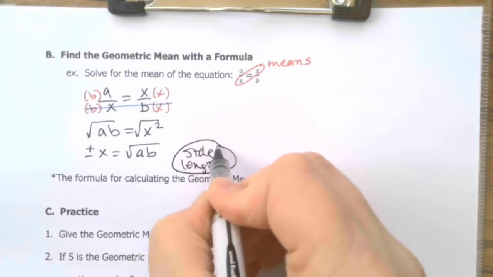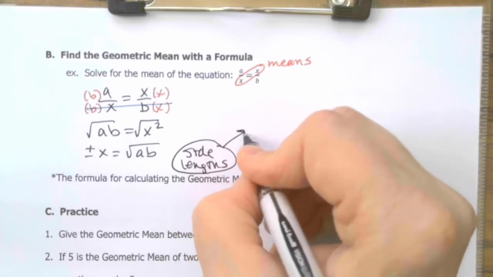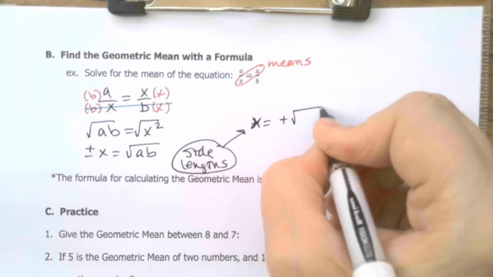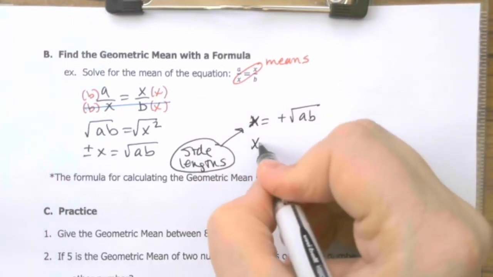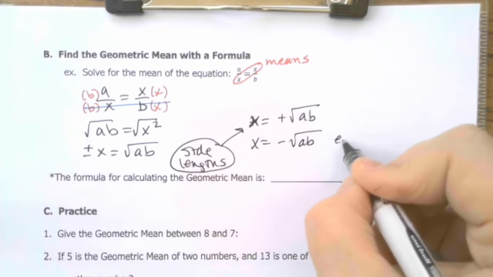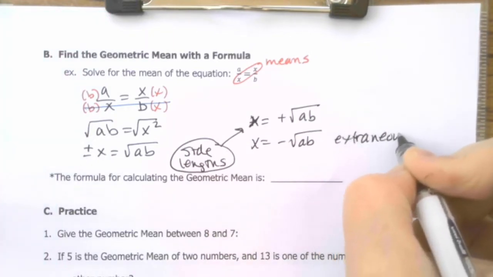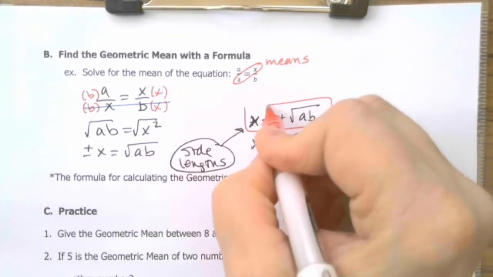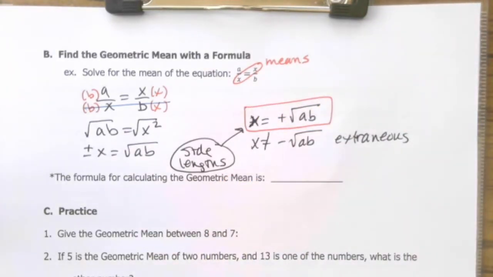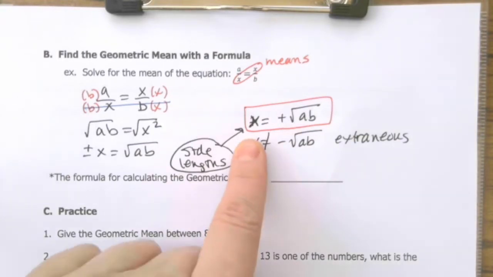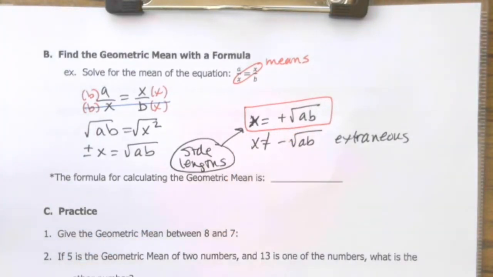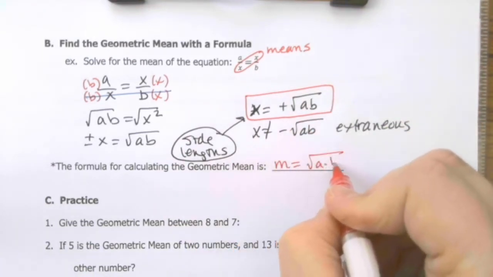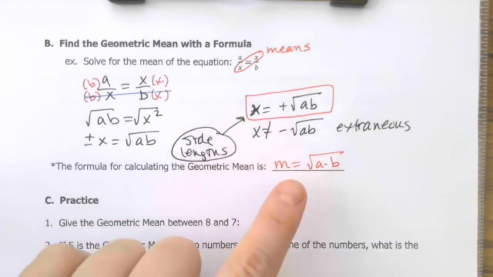Because we're talking about side lengths, we only keep the positive x. So x equals positive AB, and x equals negative AB is extraneous. When we're working with means, only the positive number stays, and again, that's because it's talking about side lengths. And there's the formula: x equals the square root of AB. So again, the geometric mean formula is the square root of a times b, whether you derive it or memorize it.